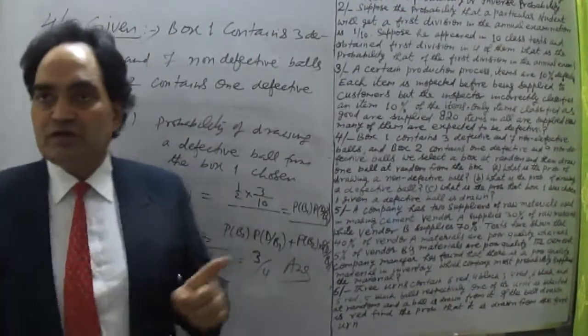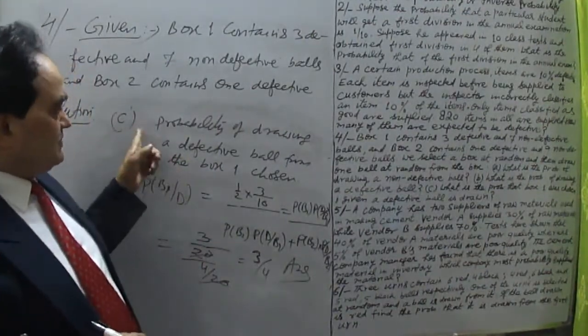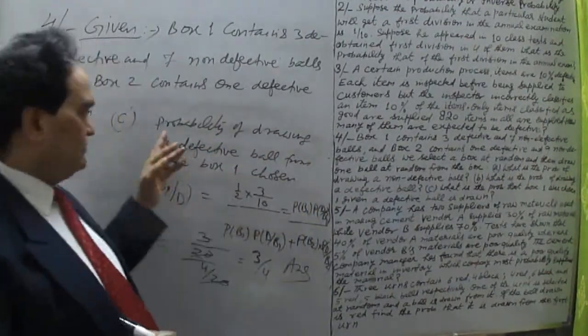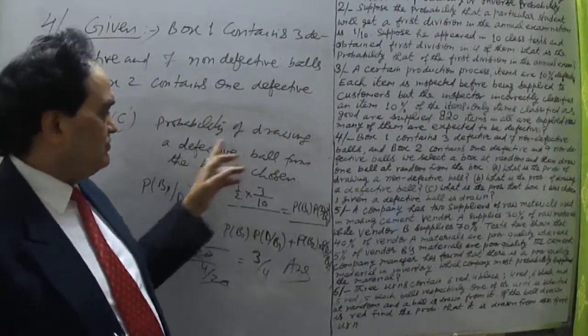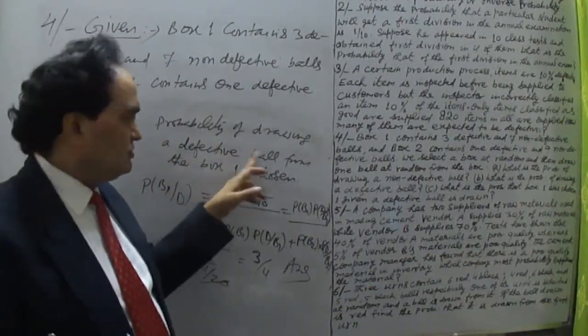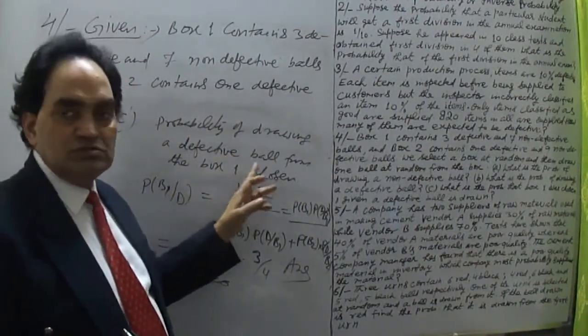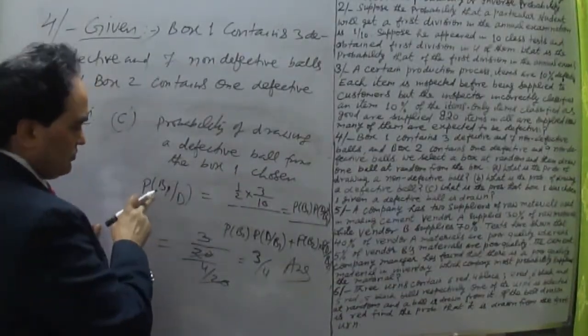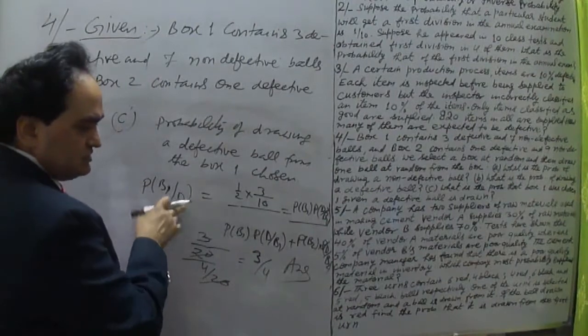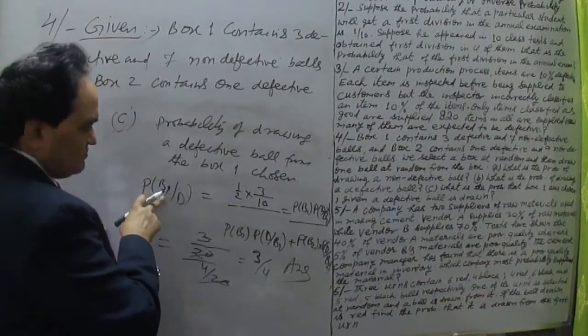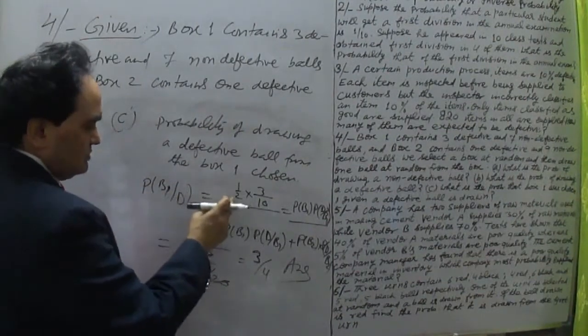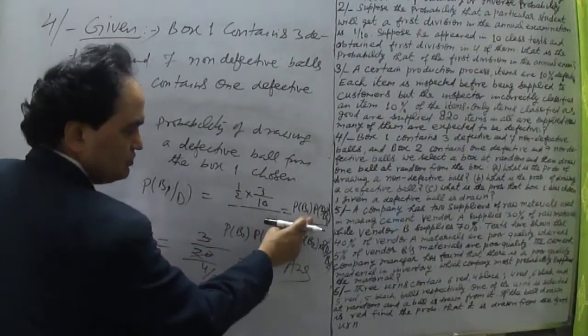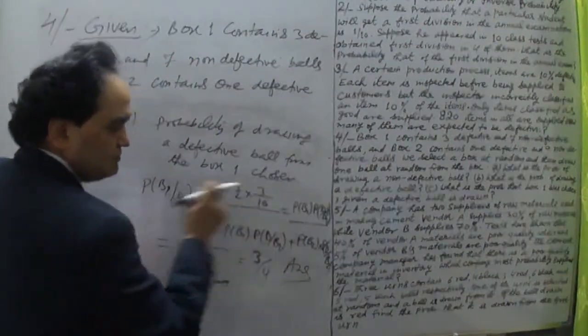Yes guys, so we are calculating the C part. What is the C part here? C part says to find the probability of drawing a defective ball from the box 1 chosen. So we are calculating probability of B1 given D, where D is the defective ball selected from box 1, B1. And this is probability of B1 into probability of D given B1.